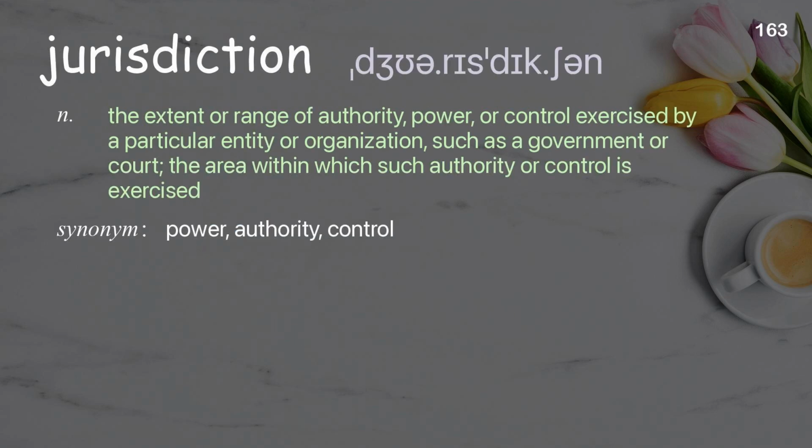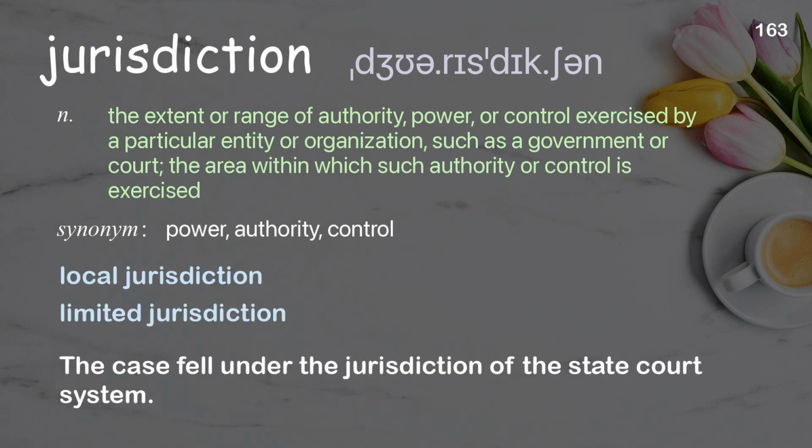Jurisdiction. The extent or range of authority, power, or control exercised by a particular entity or organization, such as a government or court. The area within which such authority or control is exercised. Examples: Local jurisdiction. Limited jurisdiction. The case fell under the jurisdiction of the state court system.